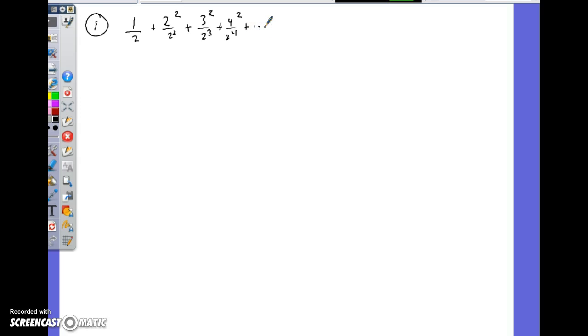Take a look at this and go, okay, so the nth term, this is the first term, second term, third term, fourth term. I would put a little 2 up here and a little 1 there, right? So follow the pattern. And then the nth term would be n to the second over 2 to the first, 2 to the second, 2 to the third. So it's 2 to the nth.